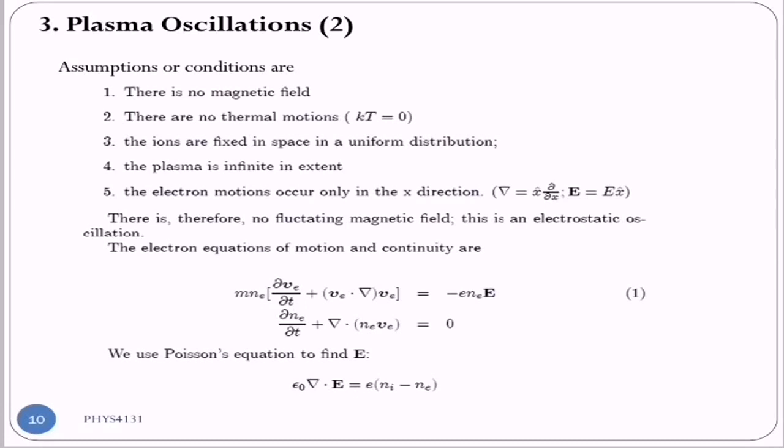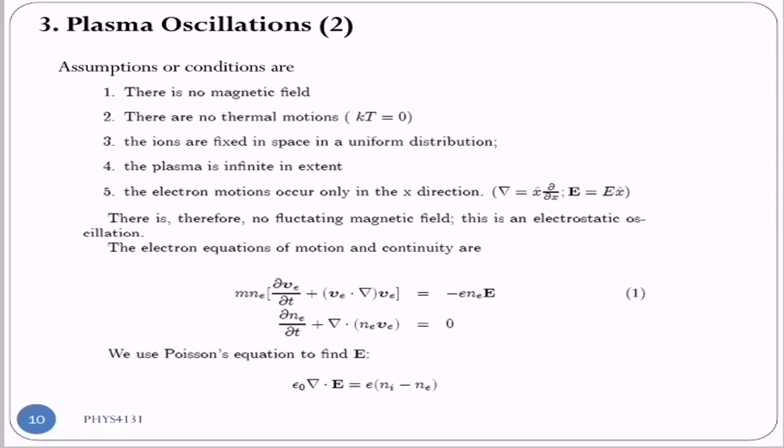We can write the electron equation of motion and continuity equation as m n_e (∂v_e/∂t + v_e·∇v_e) = -e n_e E, where E is the electric field, and also the continuity equation ∂n_e/∂t + ∇·(n_e v_e) = 0. We already know these equations from our plasma physics 1 course.